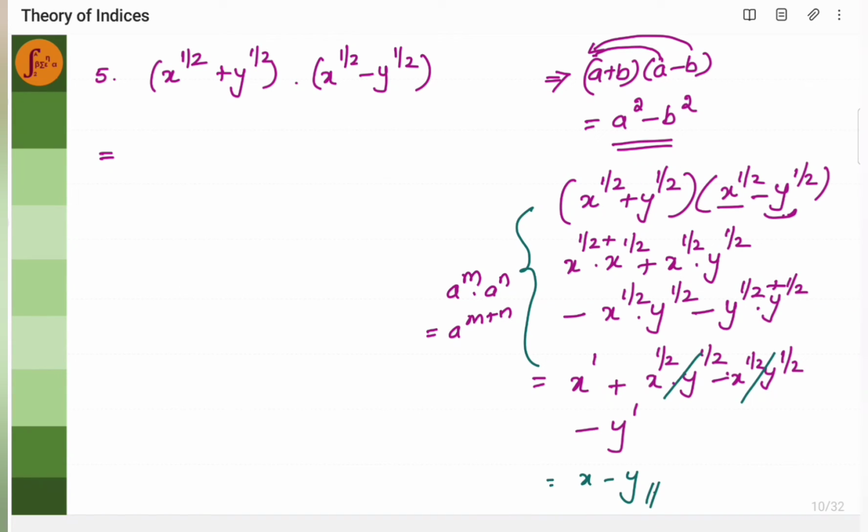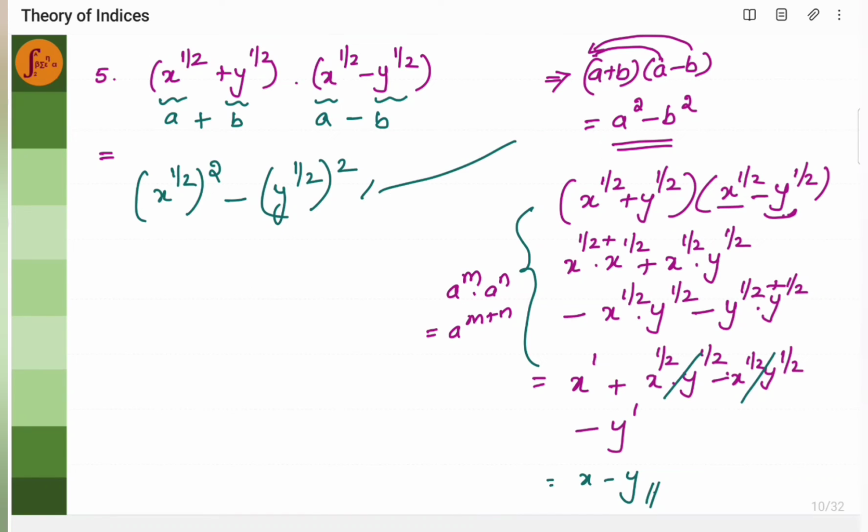The formula is, see this, you consider this as a, this as b. Again this is a, this is b. Here you have a plus b, here you have a minus b. Now if I directly use this formula, it will be a square minus b square. That is x to the power half the whole square minus, what is b here? y to the power half the whole square. I am using this formula.